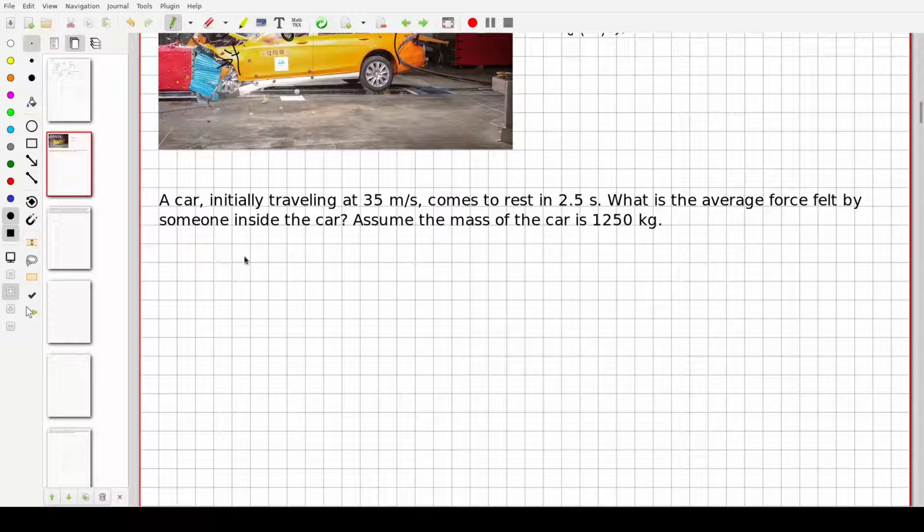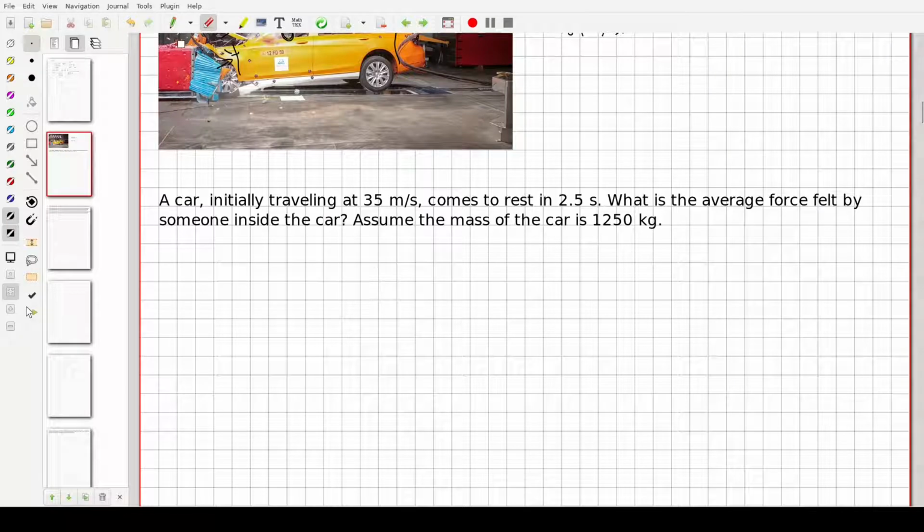Okay, so now where does this force come from? Well, as you slam on the brakes, there's friction between the wheels and the ground. That's what's slowing you down. And that is the origin of the force that's causing you to experience what's going on.